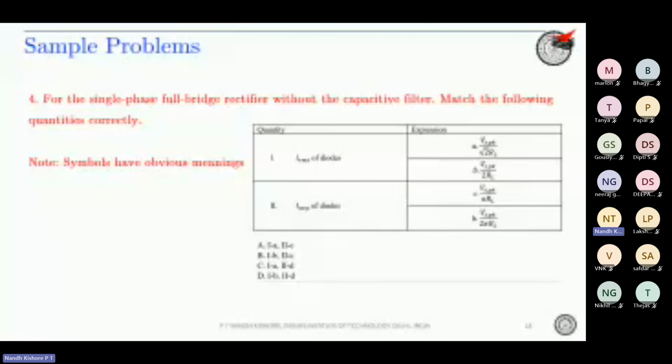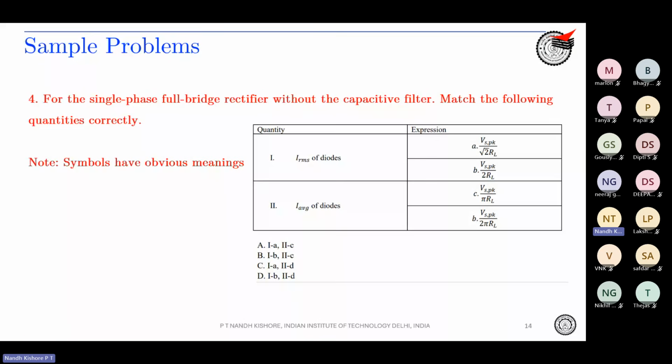Please go to question number 4. You can open the PPT itself, if you're not able to see my screen. For the single phase full bridge rectifier without the capacitor filter, match the following quantities correctly. Basically they are asking what is the IRMS of the diode and the I average of the diodes. You have got multiple options over here and you have to match.